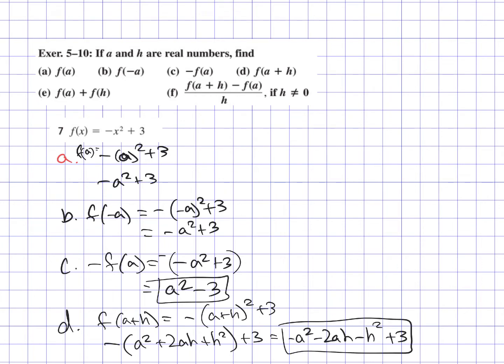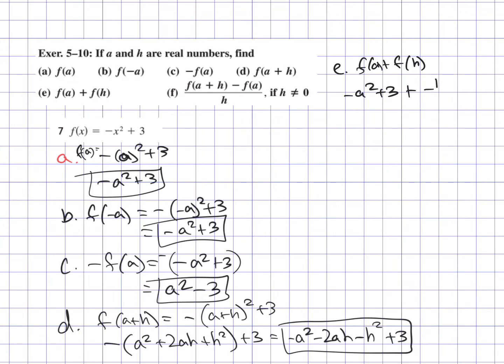So these are the answers we're looking at. We're going to use these. So part E is f of a plus f of h. F of a was in part A, so that's negative a squared plus 3. And f of h we don't have yet, so put h in, that's negative h squared plus 3. So negative a squared minus h squared plus 6.